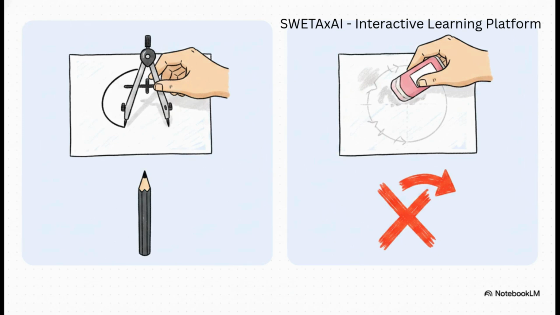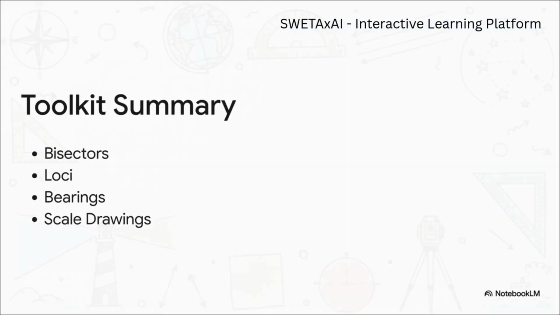But the ultimate golden rule? Do not erase your construction arcs. I know it's tempting to clean up the page, but those faint, sweeping pencil lines are your mathematical proof. They show the examiner exactly how you found your answer. Oh, and for bearings, never, ever measure anticlockwise. Just don't do it.